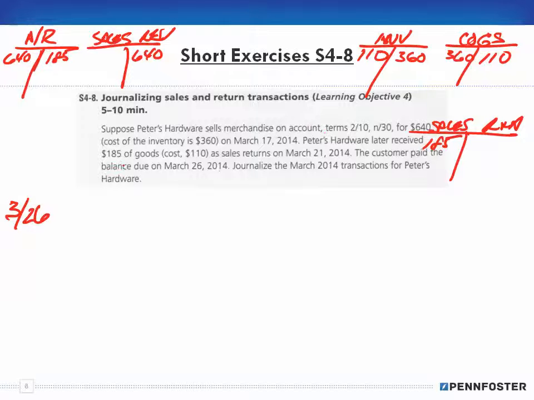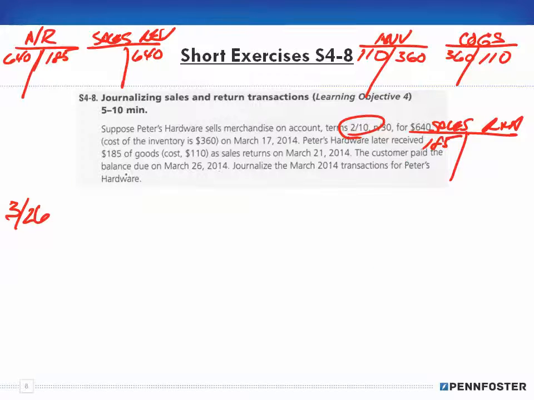Right, the customer paid the balance due on March 26th. Now the question is, are they within the terms? 2/10, right? Well, the original purchase was on 3/17 and they're paying it on 3/26, which is 9 days, so they're falling within the discount period, so they're going to get a 2% discount that they don't have to pay, for the terms.